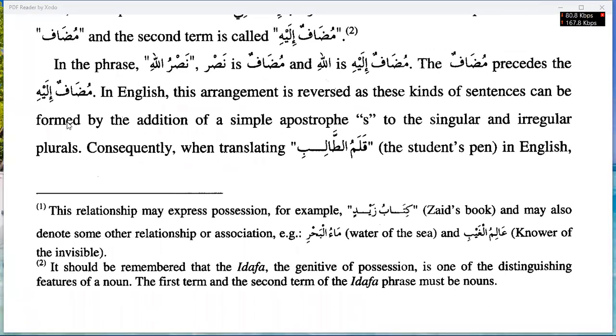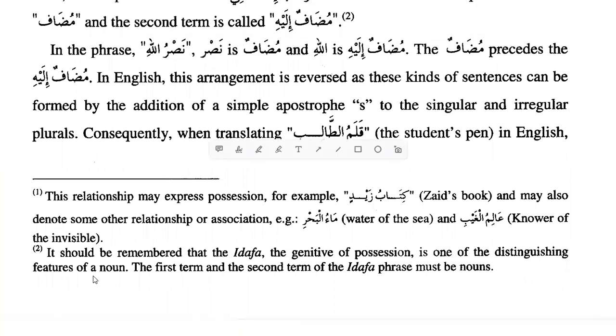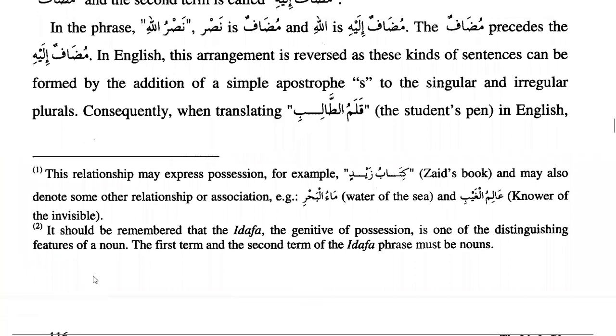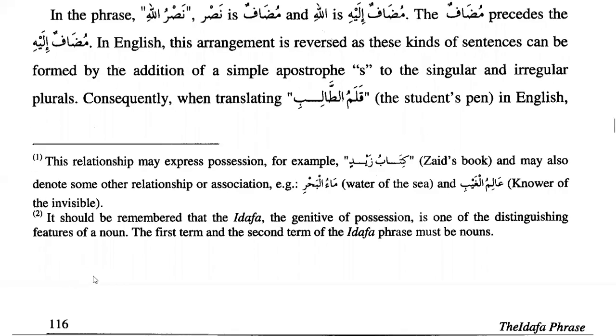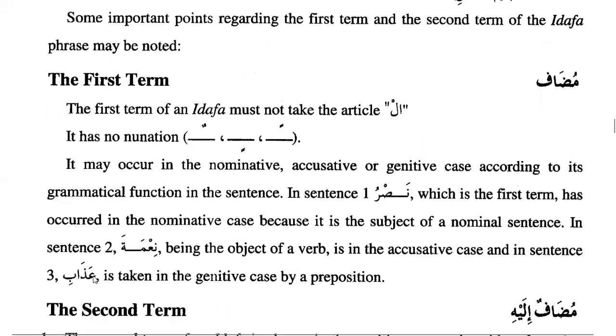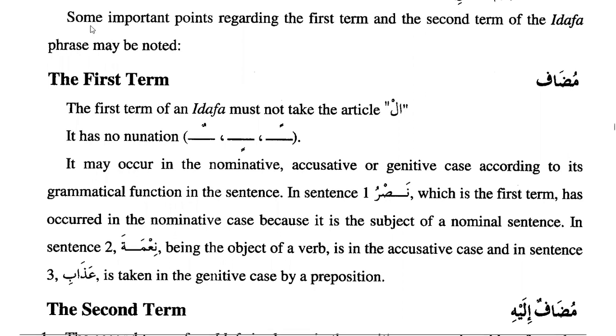Next student, we have Miss Mishka. Read this footnote. Assalamu alaikum. Wa alaikum assalam. This relationship may express possession, for example, Kitabu Zaidin, Zaid's book, and may also denote some other relationship or association, for example, Ma'ul Bahr, water of the sea, and Alimul Ghaib, knower of the invisible. It should be remembered that the Idafa, the genitive of possession, is one of the distinguishing features of a noun. The first term and the second term of the Idafa phrase must be nouns. Mudaf and mudaf ilayhi must be known. Now start from this point.